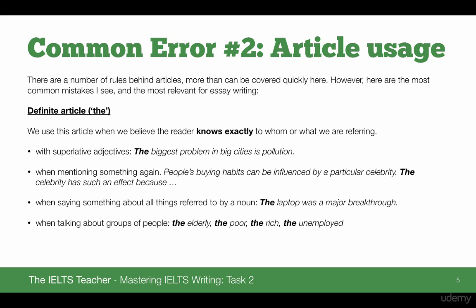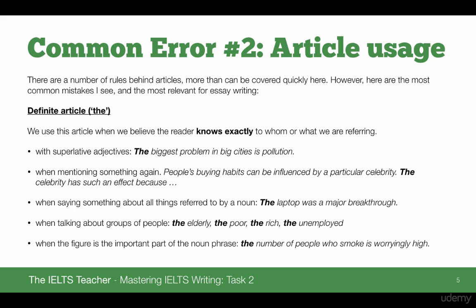When talking about groups of people, the elderly, the poor, the rich, the unemployed. So a lot of groups of people can begin with a definite article. And when the figure is the important part of the noun phrase, the number of people who smoke is worryingly high. Not a number of people who smoke, that would be more concerned with the people themselves. If we're more concerned about the figure, the actual number, then we'll use the article in front of number.